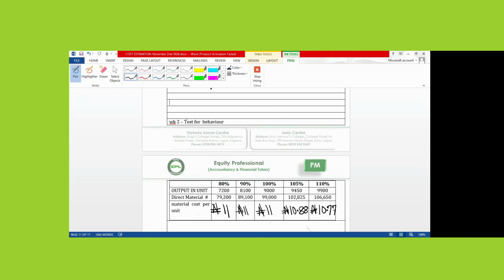Now, if you look at it, when your production is within 80 to 100%, your material cost per unit is constant. But when you produce above 100%, when your production exceeded 100%, your material cost per unit falls.